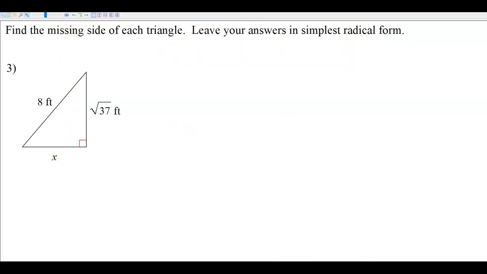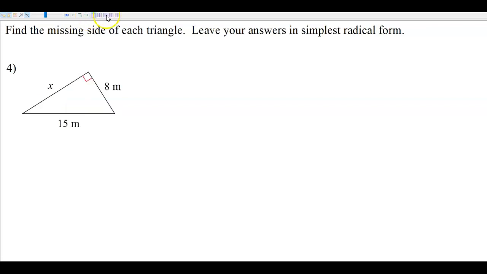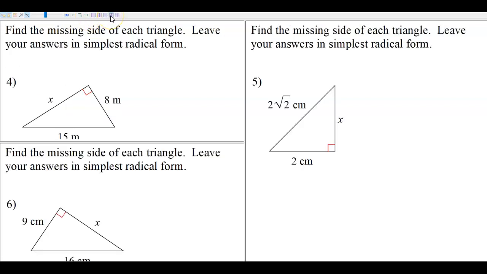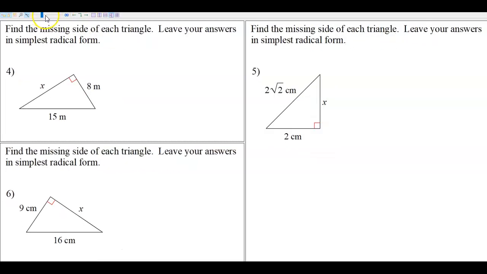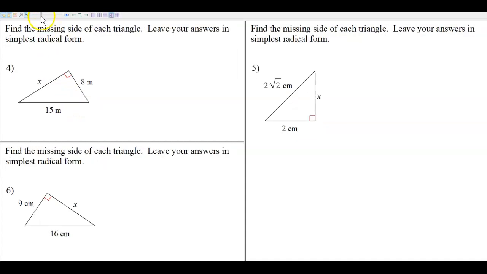All right, so I'm going to go ahead and let you guys practice a couple of these at this time. Got 3 problems for you here, numbers 4, 5, and 6. So go ahead and pause the video here, give it a try, and when you unpause it, you will see the solutions. All right, so there you go. Number 4, square root of 161. Number 5 is 2. And number 6 is the square root of 7.